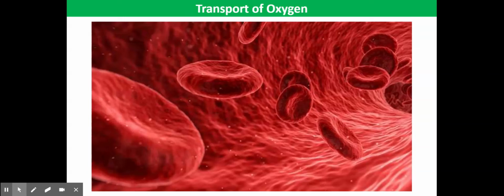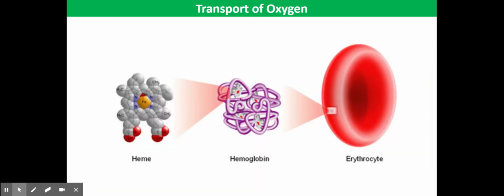This video tutorial is all about the transport of oxygen. Oxygen is transported in the red blood cells, which are known as erythrocytes. These contain the protein hemoglobin. When hemoglobin binds to oxygen or takes up oxygen, it becomes oxyhemoglobin.